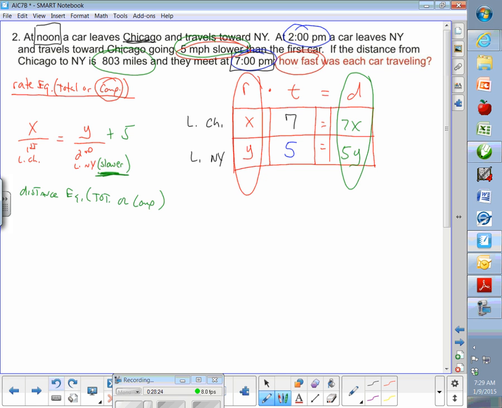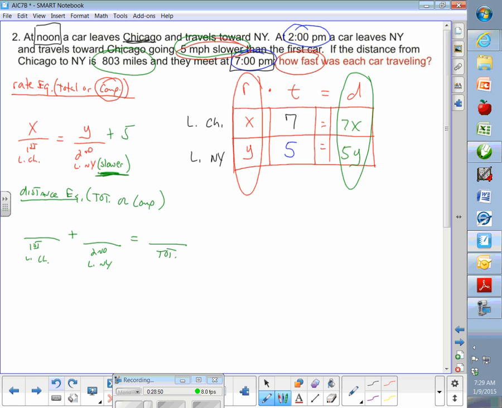Okay, so let's do a template for our total. Our total template is always the first plus the second equals the total. Again, first plus the second equals the total. That's your template every time for a total equation, every time. Again, what is our first? Leave Chicago. What is our second? Leave New York. Now, remember, and you got to keep track, we're dealing with distance.